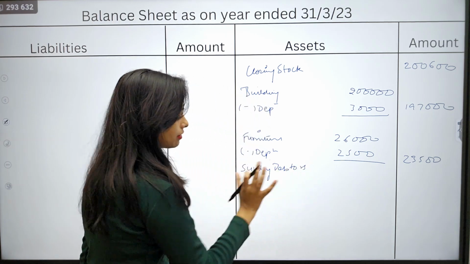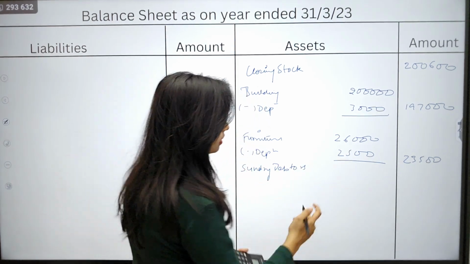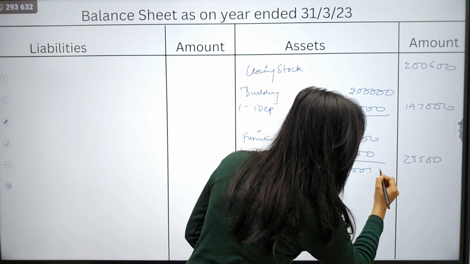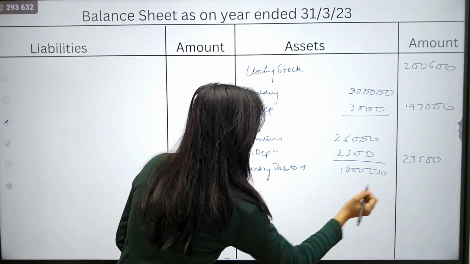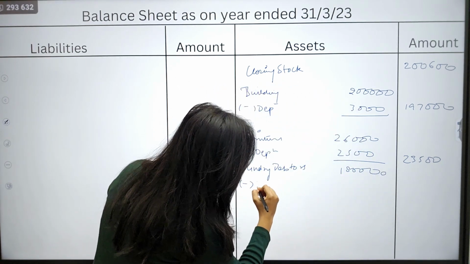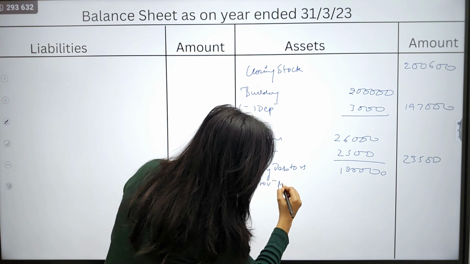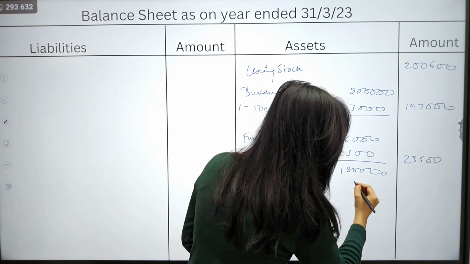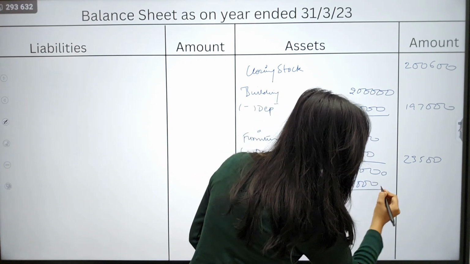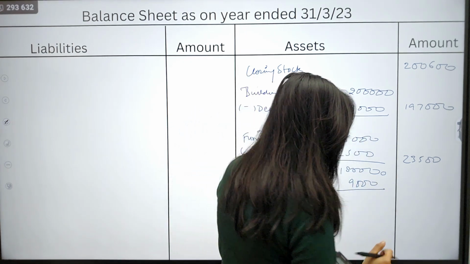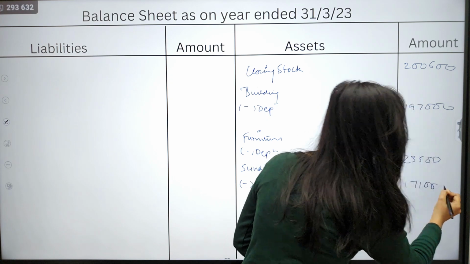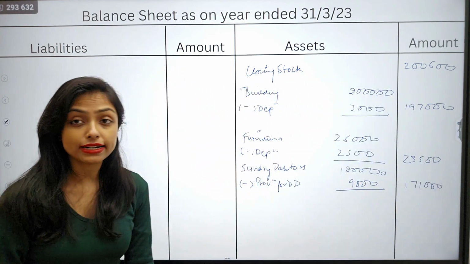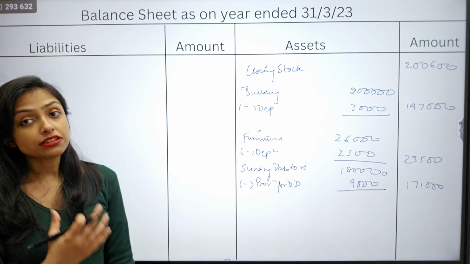Second place, I reduce it from the sundry debtors. How much was my sundry debtors? 1,80,000. I have to reduce the new provision for doubtful debts from here, which is 9,000. So how much will I get? 1,71,000. This is the final amount of my debtors that I would like my readers to see.